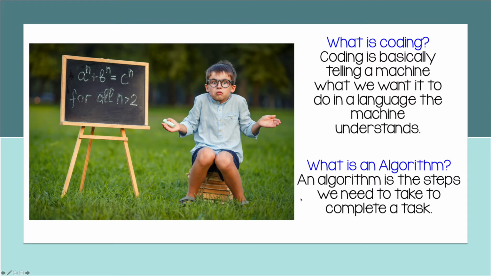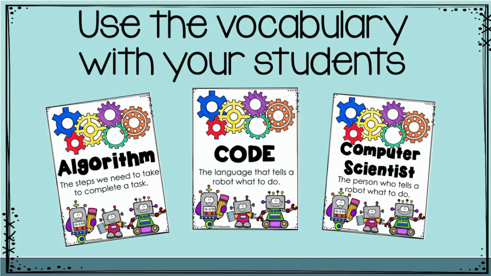Next, what is an algorithm? An algorithm is basically the steps we need to take to complete a task. Most tasks require algorithms. Brushing our teeth, making a sandwich, they all require steps. And building an algorithm for a robot is no different. I use the correct vocabulary with my kids. From day one, I make sure they know this is computer science.